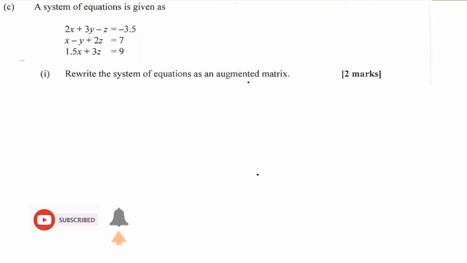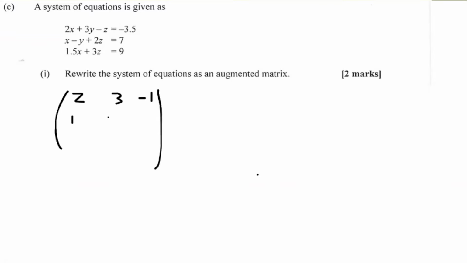So we're going to take the coefficients of x, y, and z. In the first equation, I'm going to take the 2, 3, and minus 1. So the coefficient of z is minus 1. And the coefficient of x is 1. The coefficient of y is minus 1. Coefficient of z is 2. Coefficient of x, 1.5. There is no y, so we put a 0. Coefficient of z, that's 3.